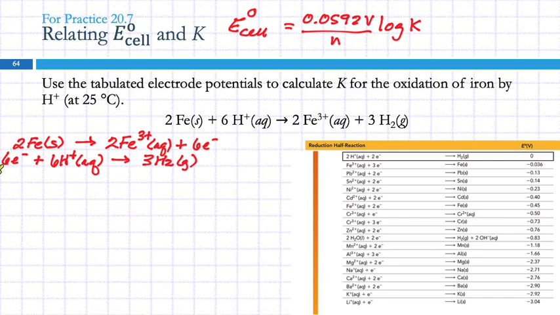So those are my two half reactions. So I need to find them on the table. Well, here, this one's in a box. That's nice. H plus going to H2. Do we need to worry that the coefficients are different than the coefficients here? No, we don't. So E0 for that half reaction is 0. That's the standard hydrogen electrode.